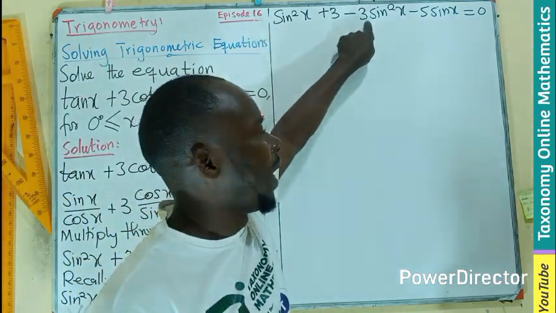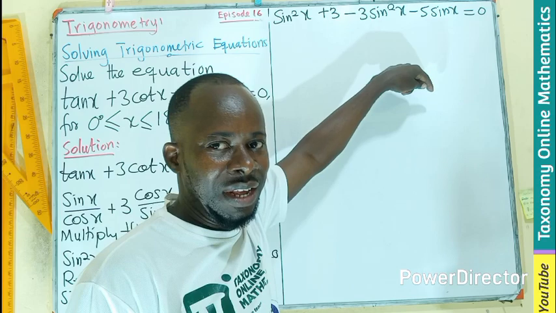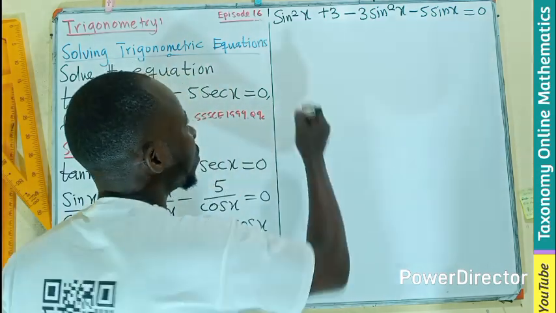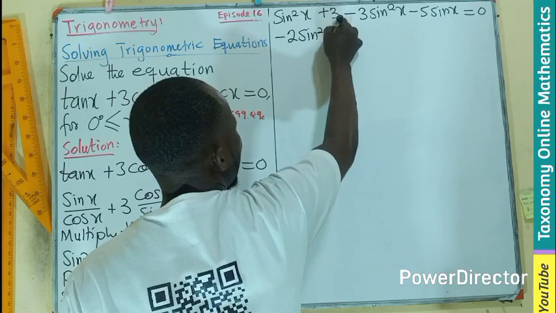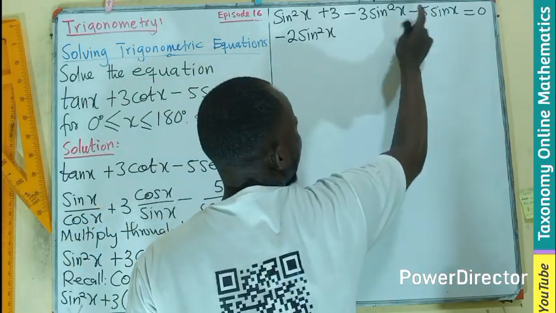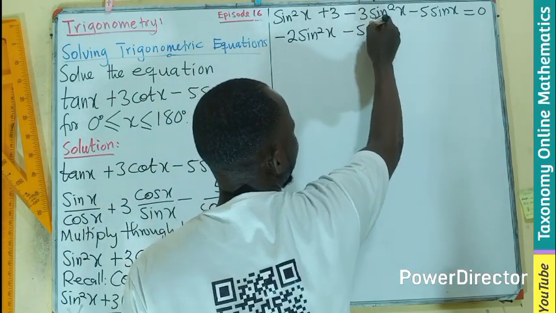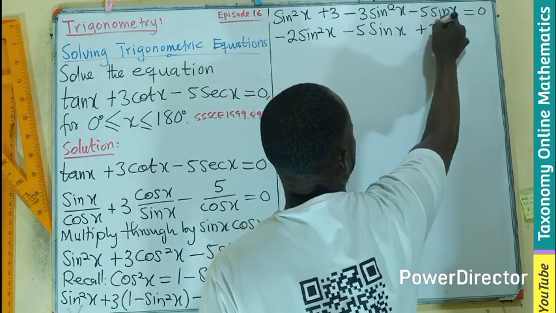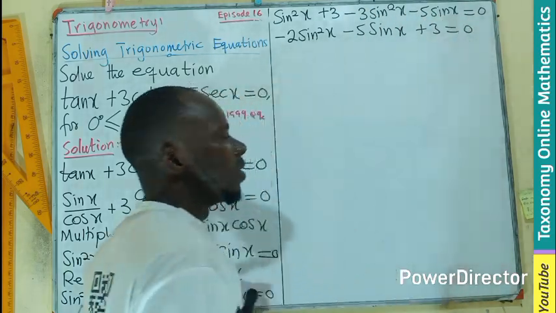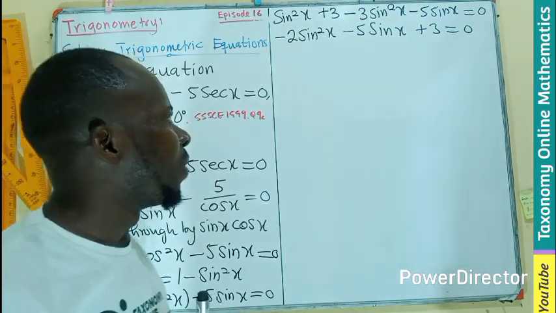This is 3 of it. So 1 minus 3 will give you negative 2. So this becomes negative 2 sine square x. This is going to be minus 5 sine x. This is positive, so plus 3 equals 0. So this is becoming an equation.